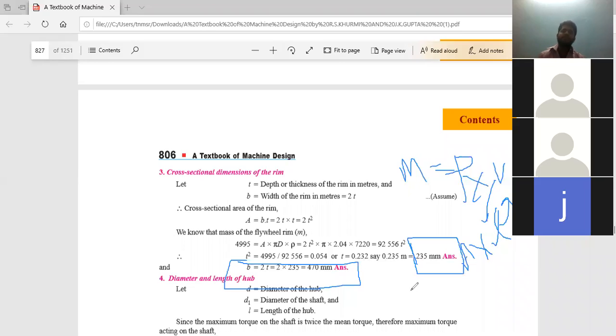Is step number 3 clear? Okay. Let us move forward.